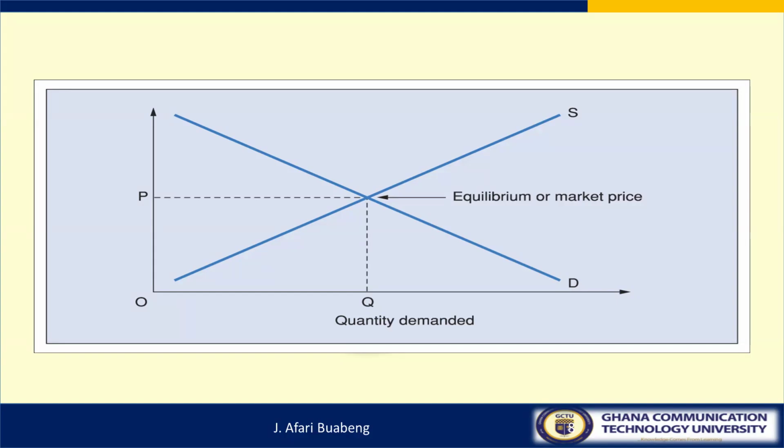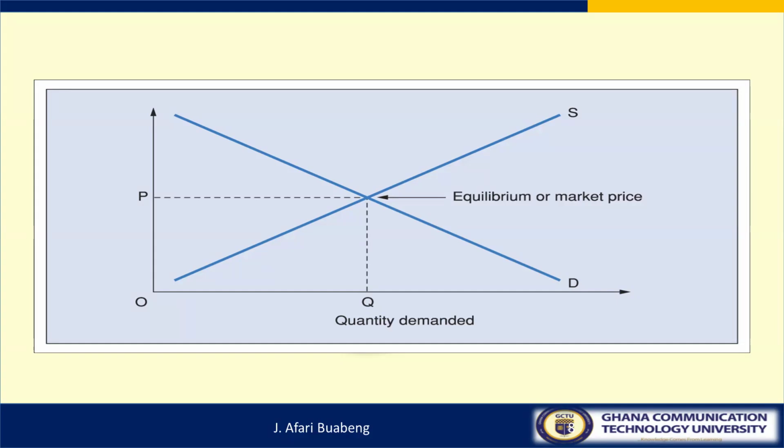So assuming through their interactions the price comes down below P, what will happen in the short term? What will happen in the long term? Can somebody tell me? It's difficult because this is a virtual meeting. Do you see my screen now? Yes, sir.